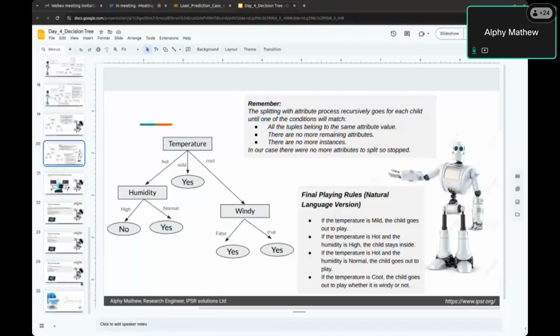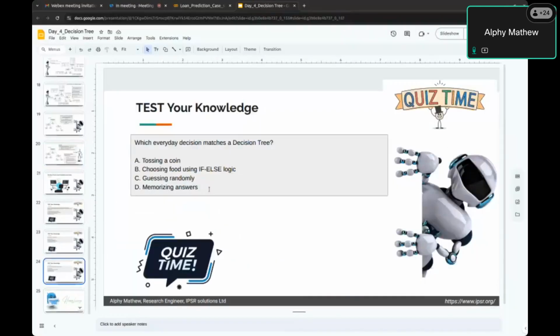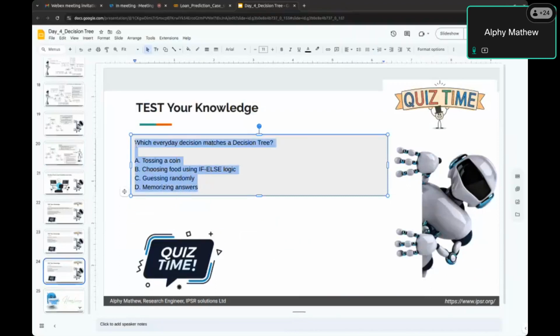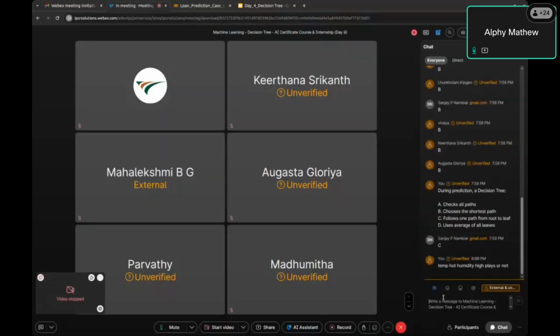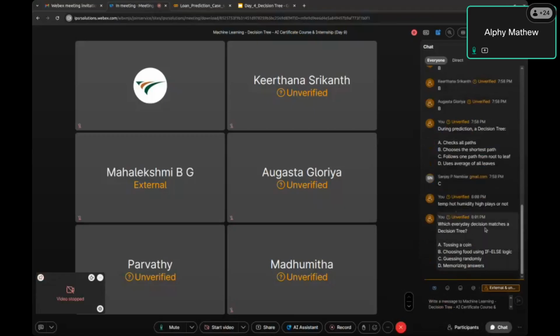Now the next question. This is very simple. Which everyday decision matches a decision tree? Tossing a coin, choosing food using a rule logic, guessing randomly, memorizing answers. It's very simple.